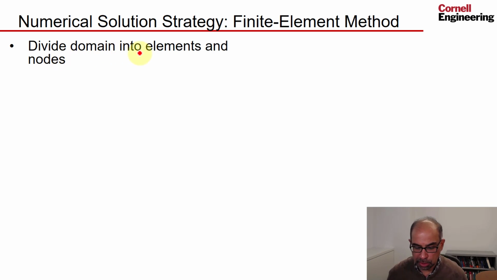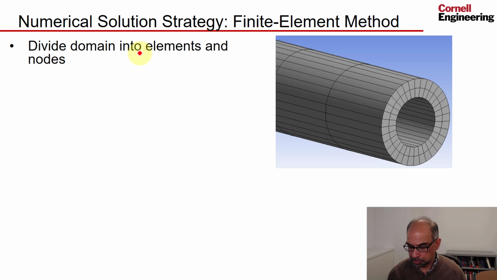So you divide the domain into elements and nodes. And this shows an example of that. You would call this a mesh. Each of these little volumes is called an element, and the corners would be the nodes. So these corners, for instance, and also on the inside. You could also have mid-side nodes, as we will see, but let's ignore that for now.